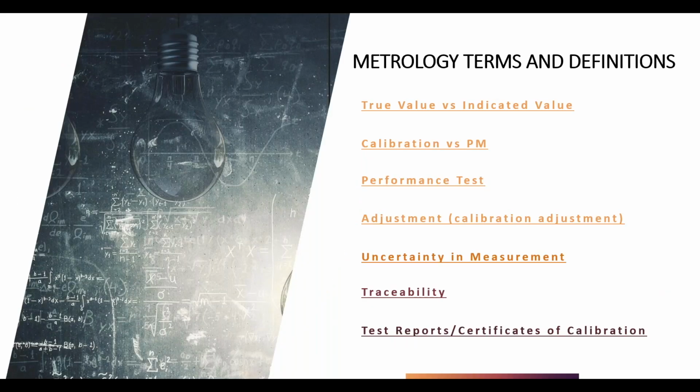So some of the different metrology terms and definitions. We have true value versus indicated value. So the true value is the fundamental atomic equivalent of what that measurement is. And at our level and at your level, we will never know what the true value is. The indicated value, that's what you're actually seeing.